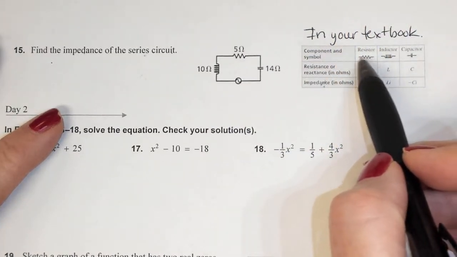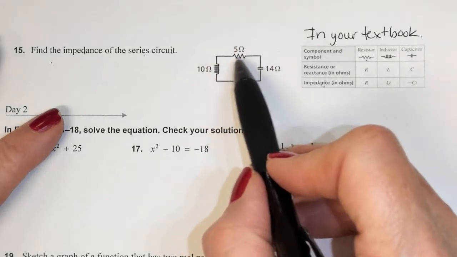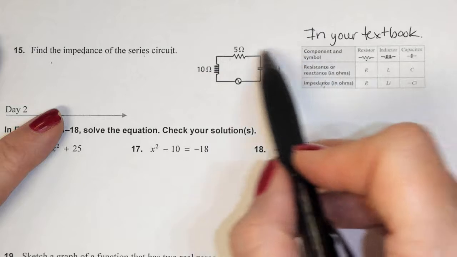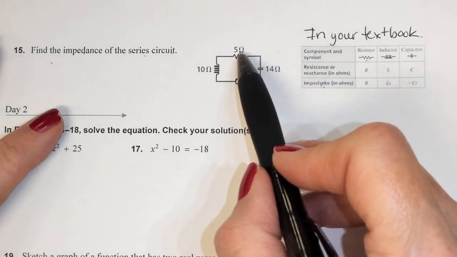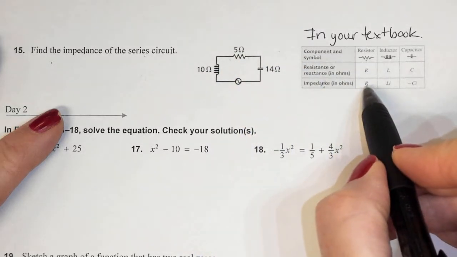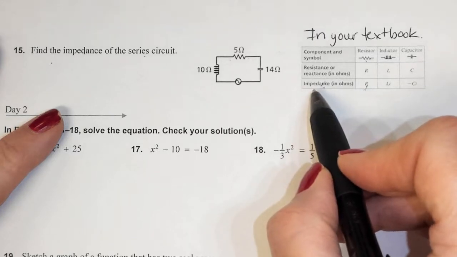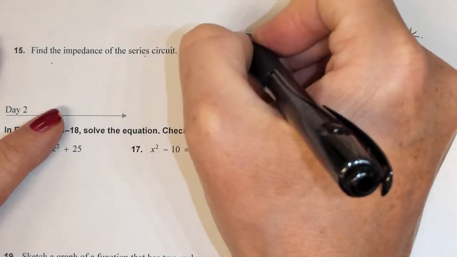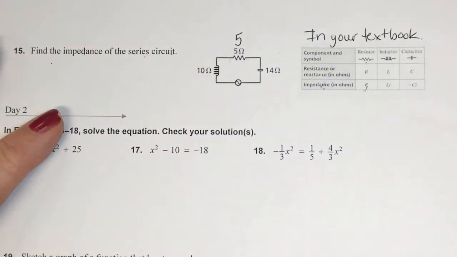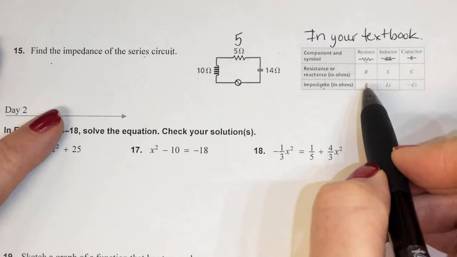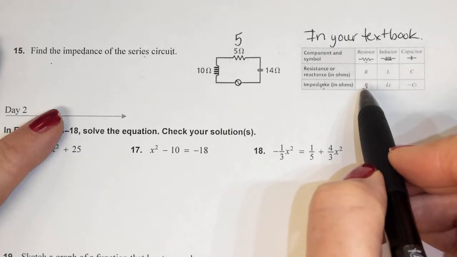So this symbol right here, this is your resistor. See how it looks the same? And it says that it's going to be measured in ohms. This symbol right here is just ohms. And it says that whatever R is, its value is going to be its impedance. So this is just going to be 5. That's all I have to do for that. This does not mean i, it means ohms. And it tells me that it's just going to be equal to R.